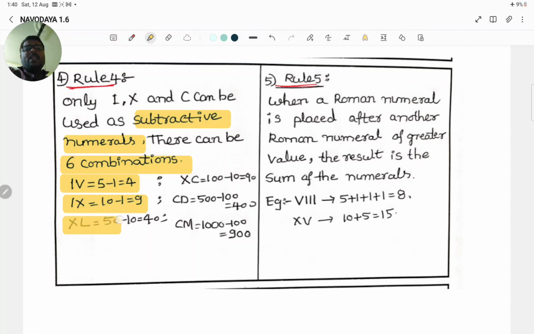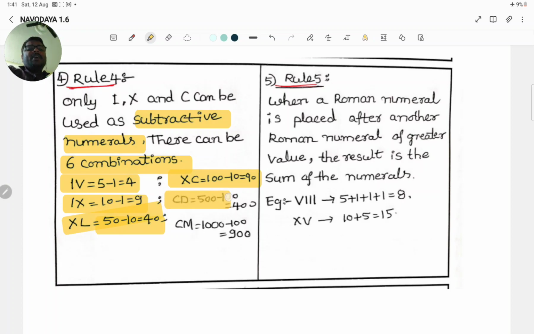Next, XL. L is the number 50. On the left side of L we write X, so we have to subtract the X value from 50. Now we will get the answer 40. Next, XC. C is 100. X is on the left side of C, before the C. So we have to subtract 10 from 100. We will get the answer 90.